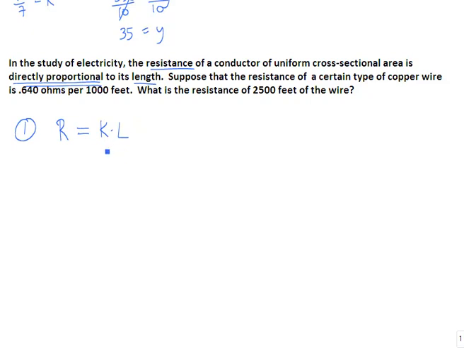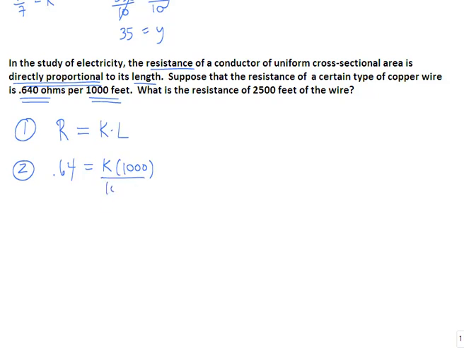Now we need to find out what K is, so we need an R and an L that go together, and that's what this 0.64 ohms and this 1,000 feet are. So in step 2, we're going to substitute in 0.640 ohms. That's a resistance, so that's 0.64 for my R, and my length was 1,000 feet, so I'm going to substitute in 1,000 for my L.